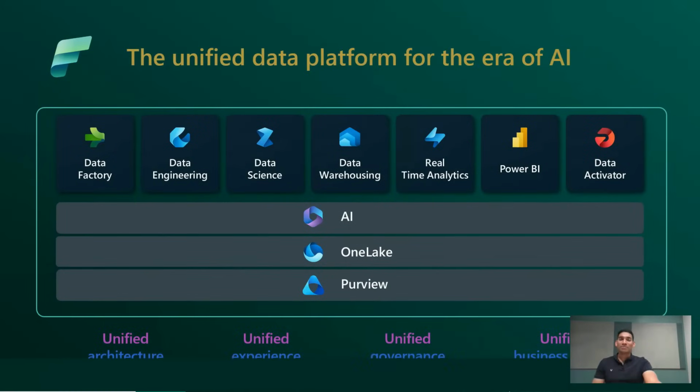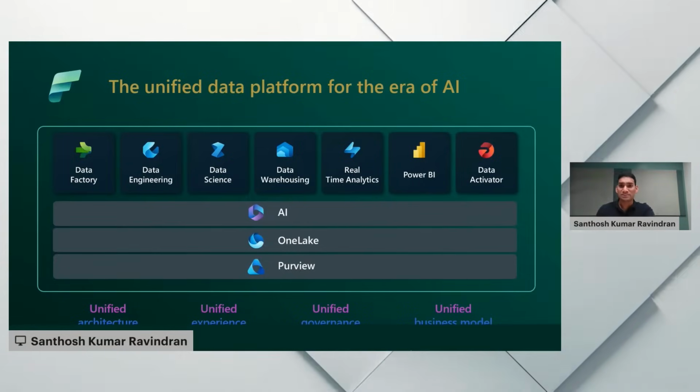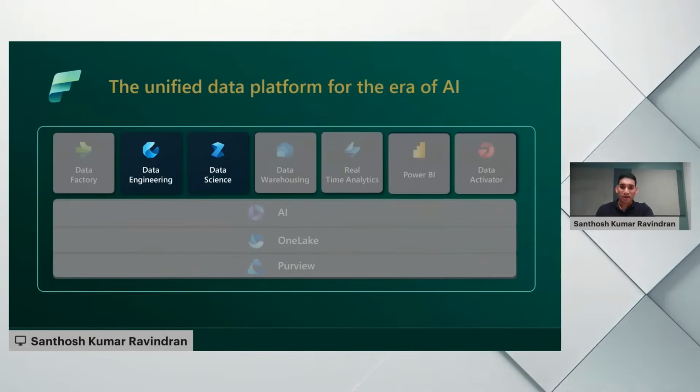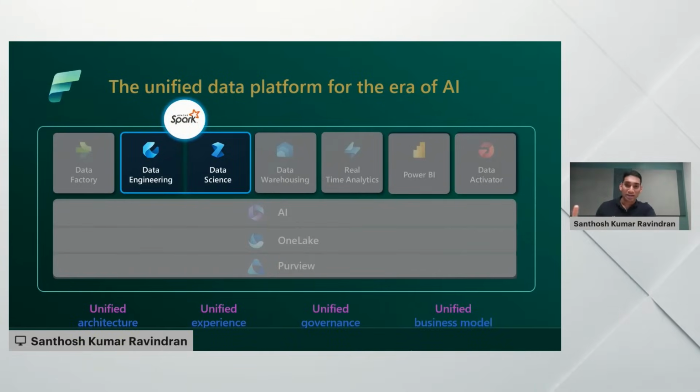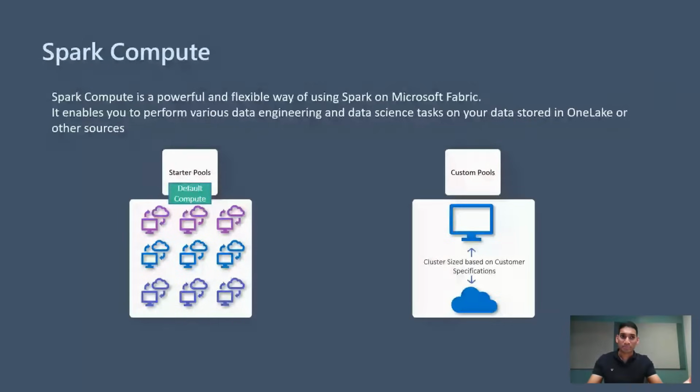So Spark in Microsoft Fabric, as you know, Microsoft Fabric is a unified SaaS analytics platform. In this case, you have multiple engines like Data Factory, Data Warehouse, Data Engineering, Data Science, Real-Time Intelligence. Spark in Microsoft Fabric powers the data engineering and data science workloads. So when we talk about Spark, Spark Compute is what powers the workloads.